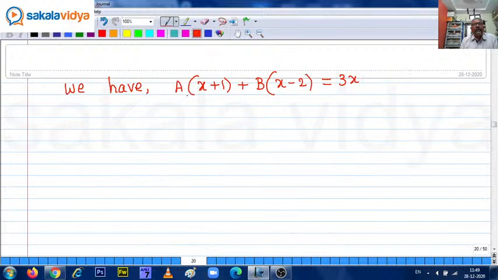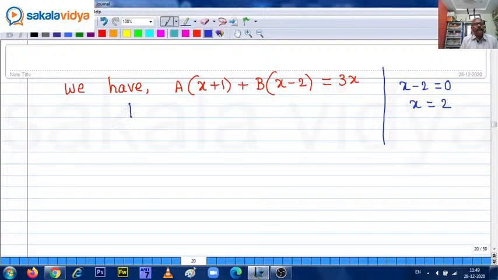Now to get a, we need to suppress x minus 2. You remember, all of you. To get b, you need to suppress x plus 1. First suppress x minus 2, which means x minus 2 is equated to 0. You get x is equal to 2.